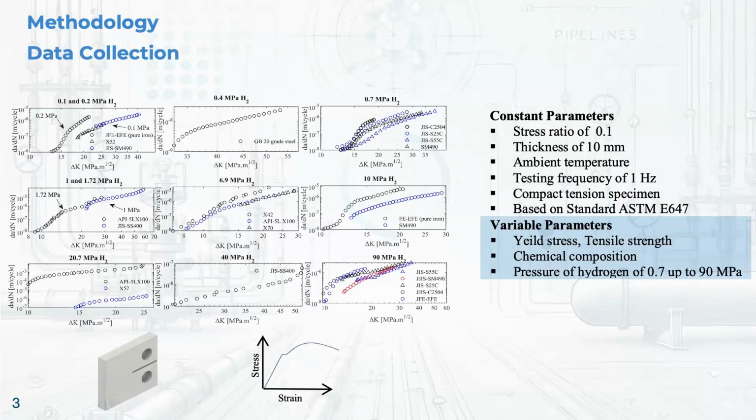The methodology that we use in this study starts with data collection. It's one of the most important sections, because if the data collection is not correct or is inappropriate, we face outputs that are not suitable. In the data collection, we have two kinds of parameters, the constant and the variable. The constant is based on the ASTM standard that you can see here, but the variables that are more important for us in this study are the yield stress, tensile stress, chemical composition, and pressure of hydrogen.